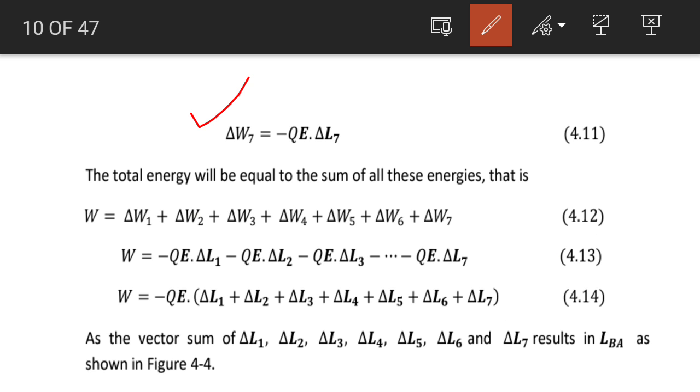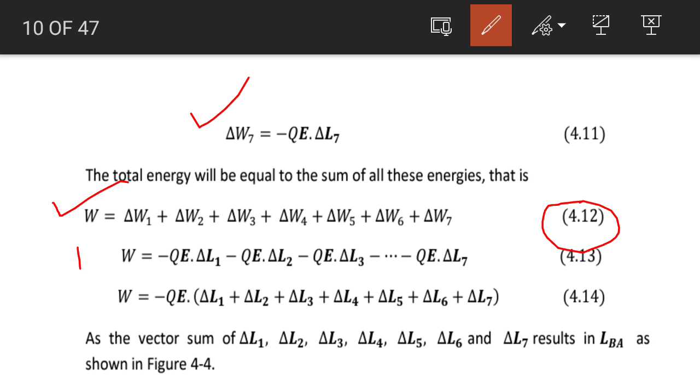So the total energy will be equal to the sum of all these energies. So the total energy will be equal to delta W1 plus delta W2 plus delta W3 plus delta W4 plus delta W5 plus delta W6 plus delta W7. We put the values on the right hand side of equation number 12.